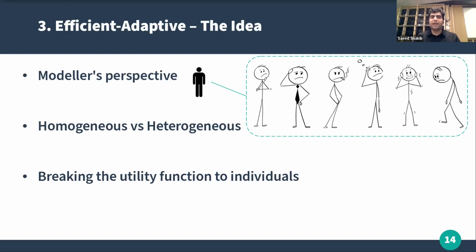And the idea behind the efficient adaptive design that we designed for the second cycle is we wanted to know, can we separate the one utility function that we had, into which we fitted all the behavior? We make a utility function for each person independently, and that utility function designs the survey for that particular person.